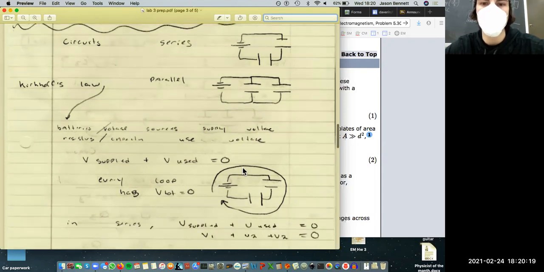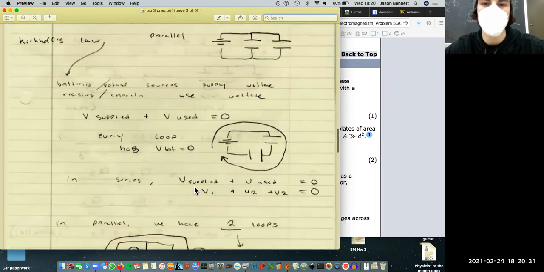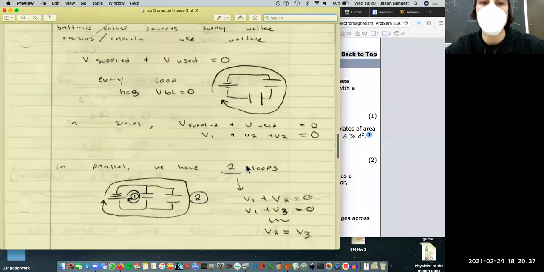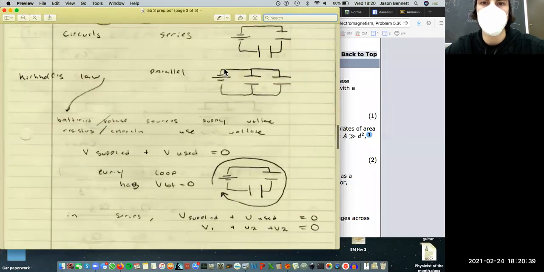So if you go in a loop for this series diagram up here, the potential supply from this is equal to the potential drop here and the potential drop here. Or in other words, you can just add them all together and they get 0. In parallel, it's a little bit more complicated because you have two loops. You can either go here or you can go here, and go around that loop.